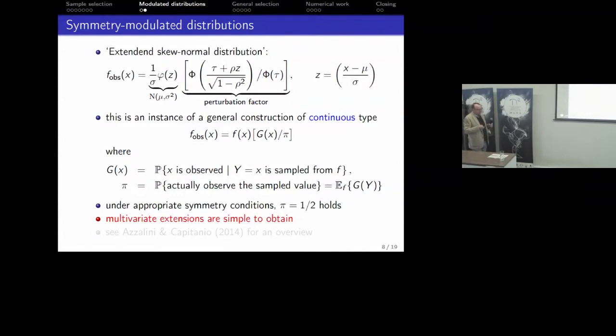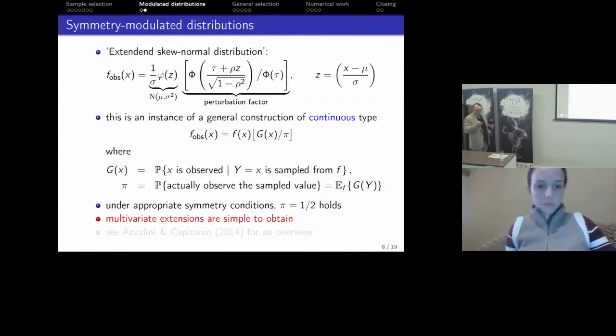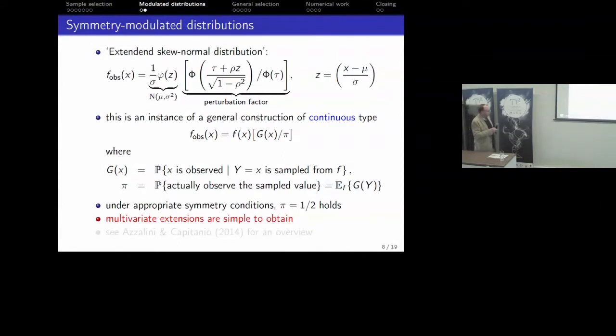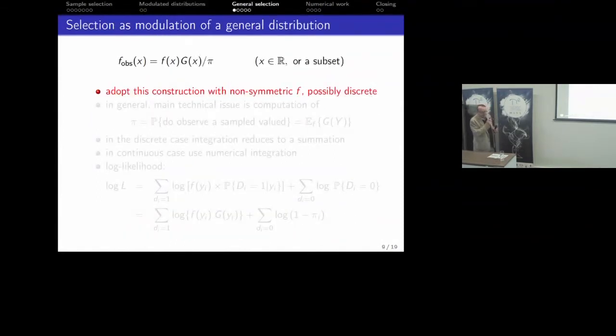And the construction allows multivariate extension very easily. And there is already wide literature in this area, which is summarized in this monograph. However, now we move it in other directions.